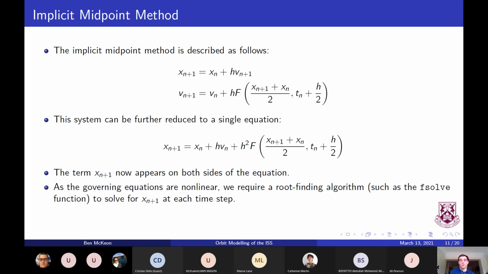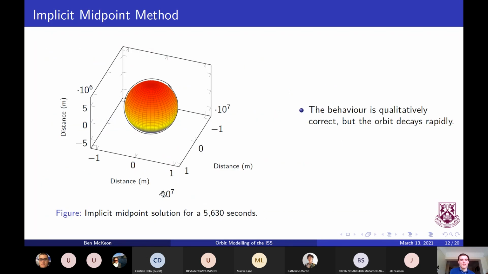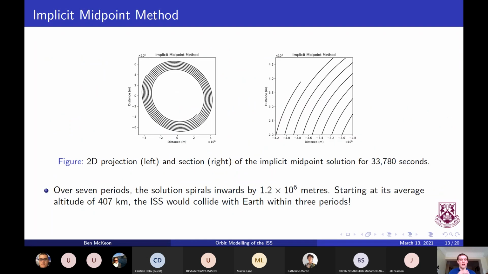So we have to use a tool such as the fsolve function in Python to solve for xn+1 at each time step. And this can prove quite computationally expensive. It can take a long time to do and it can move quite slowly. But unfortunately, we see that while we do get the correct behavior spiraling inwards, it tends to do so quite quickly. And unfortunately, this is dangerous if you're trying to describe how the ISS moves, and it's completely inaccurate. It moves inwards by 1.2 by 10 to the 6 meters. So that means within 2 orbits, the ISS would completely decay.